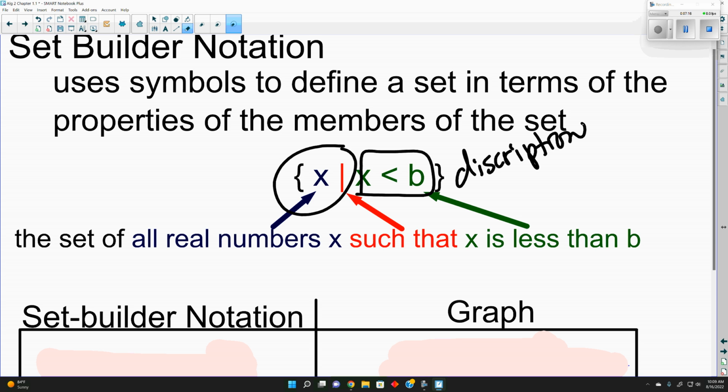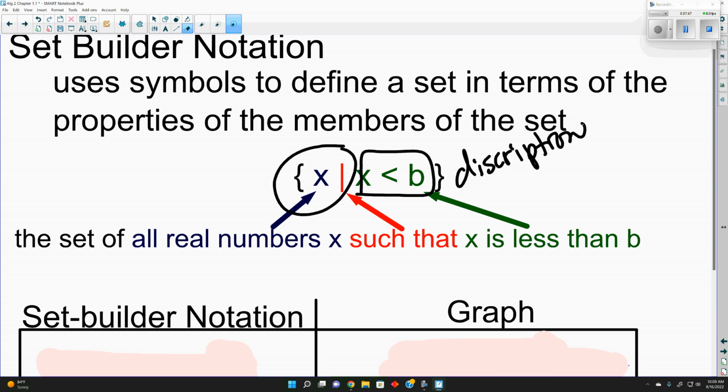So if we had, say, a statement like X is less than 6, we would do brace X bar for all real numbers X such that X is less than 6, and then brace, and that's it. If we wanted to talk just about the whole numbers, or say the natural numbers, we would do brace X bar, the set of all real numbers X such that X is a natural number.